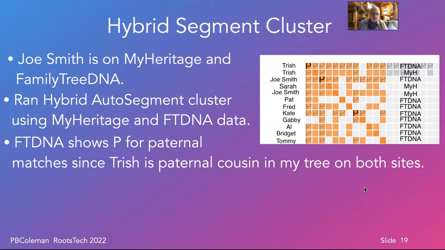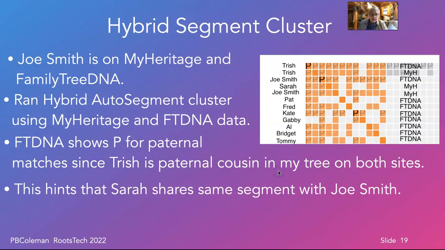The P that's shown by Trish and several of the other matches is paternal. I've included Trish in my family tree on Family Tree DNA, and so it's known that she's a paternal cousin to me. Therefore, any other match that she and I share is going to also be labeled paternal, which is what you're seeing here in this cluster. Having Sarah appear from MyHeritage as the only other match gives us a strong hint, because now we can see that she shares the same segment of DNA that Joe shares.